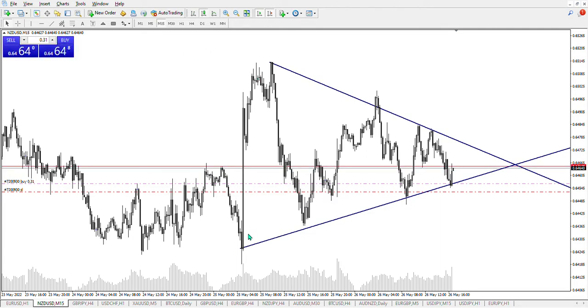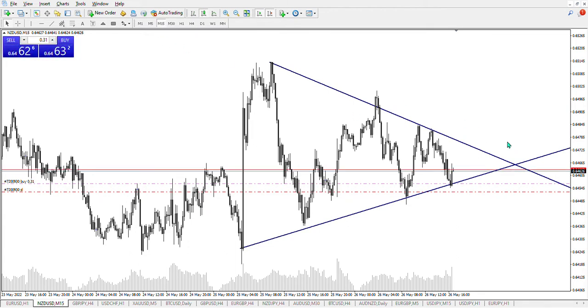Now in front of you is the New Zealand dollar US dollar, the 15-minute chart. And as you can see here, we have some beautiful symmetrical triangle which we can use for our trading. Now, what do we usually do when we have this pattern on our chart? Well, we first wait for a breakout above or below the triangle, and then we enter a trade. But I want to share with you something interesting with a very small risk and very big reward.